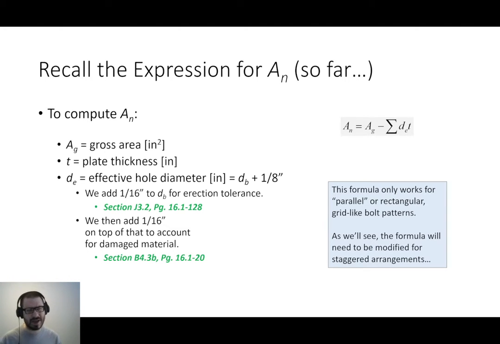But then we ask how much of that material around the hole is effective in transferring stress to the rest of the member. And we say that we're going to add another 1/16 of an inch on top of that to account for that little bit of damaged material around the hole, which was either drilled or subpunched or something like that. Now, this formula only works for grid-like bolt patterns. We're going to need to modify this for staggered arrangements through the use of what are called stagger factors.